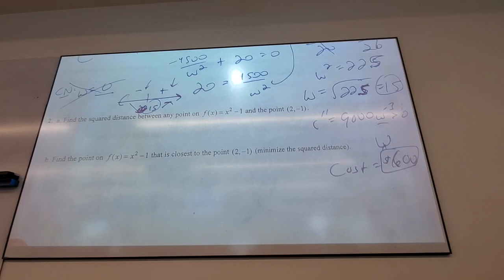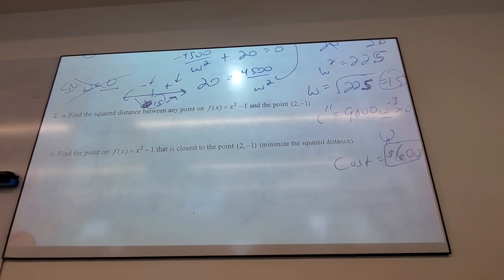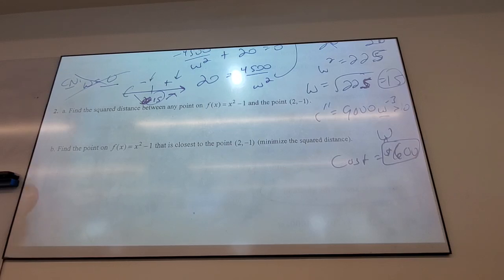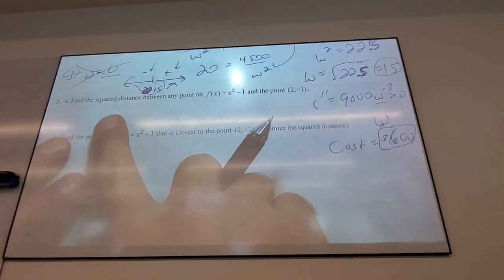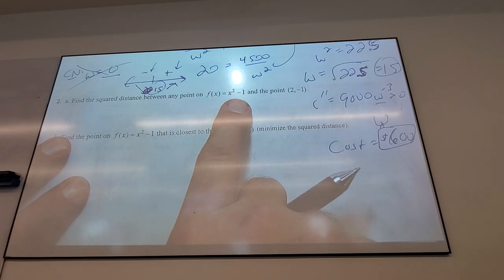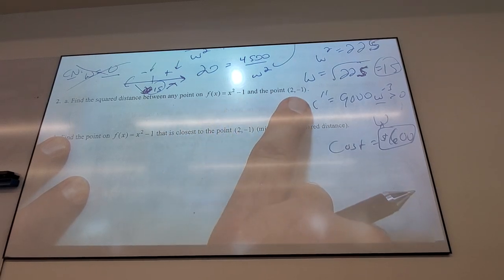This is another kind of problem you're gonna see in the homework, a few different places. And it's a problem I enjoy, so you're gonna see this probably on a quiz or a test. Find the square distance between any point on this graph and the point 2, -1.